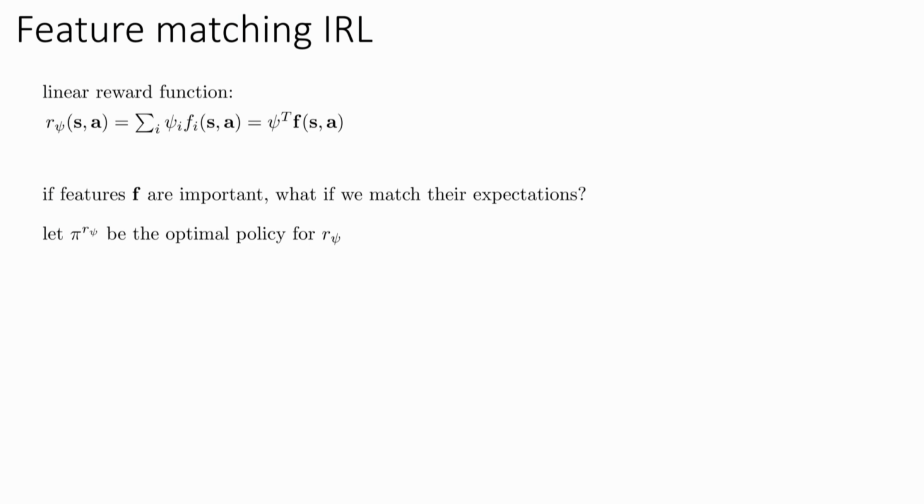So we can write this down formally by saying that pi superscript r psi is the optimal policy for the reward r psi. And then we can just write it like this. Pick psi such that the expected value under pi r psi of the features f(s,a) is equal to the expected value under the optimal policy, that's the policy from the demonstrator, pi star, of f(s,a).